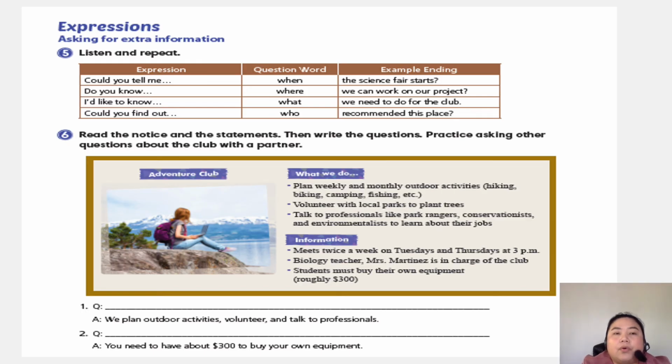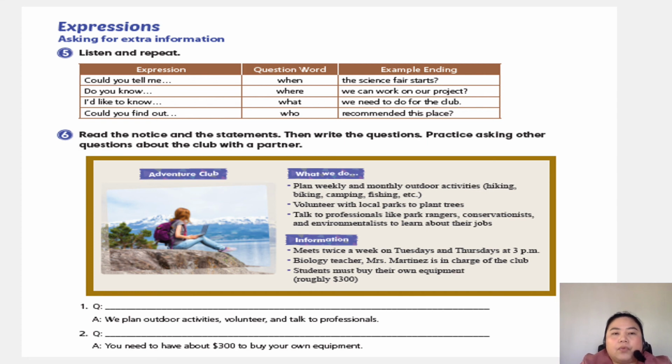Okay, so we can ask extra information using question words. For example, we use indirect questions for politeness. Could you tell me when the science fair starts? Do you know where we can work on our project? I'd like to know what we need to do for the clubs. Could you find out who recommended this place? So after the question words, we follow with a regular sentence pattern.